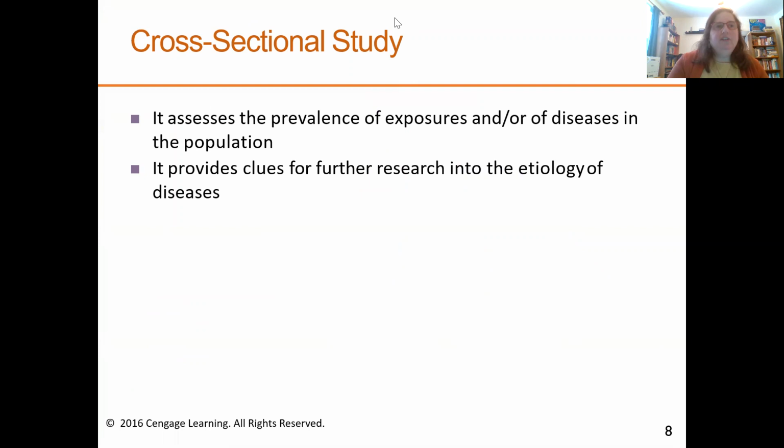So let's talk about this a little bit more. What does a cross-sectional study do? It assesses the prevalence of exposure and/or of diseases in the population, and it provides clues for further research into the etiology of diseases. Right? So we can't say the exposure is definitely related to the disease. We can't say the disease is definitely related to the exposure. We're just looking at more of an association here. In other words, we're missing that time component.